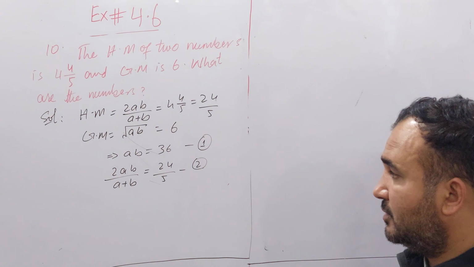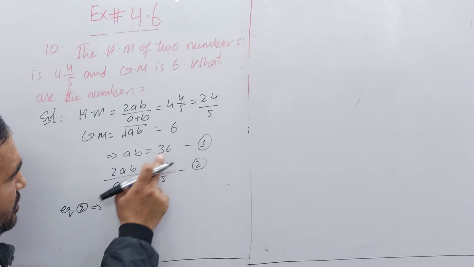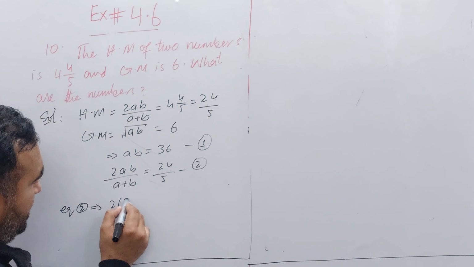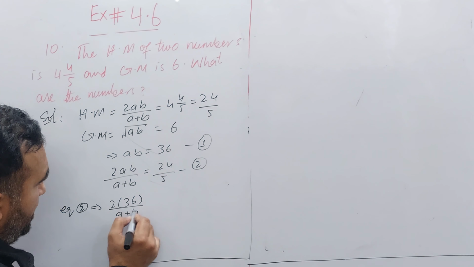We are going to use these two equations to find the value of a and b. So what we have to do, we can put the value of ab, which is 36, in this equation. Equation 2 implies that, putting ab equal to 36 over here, that will make this 36 divided by a plus b equal to 24 by 5.